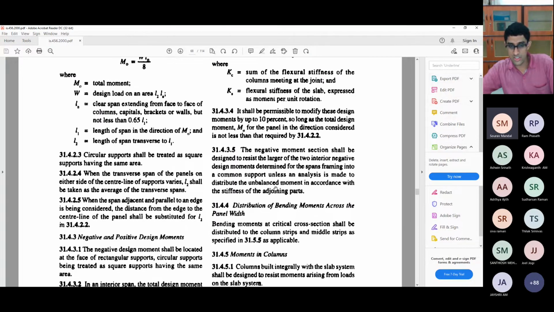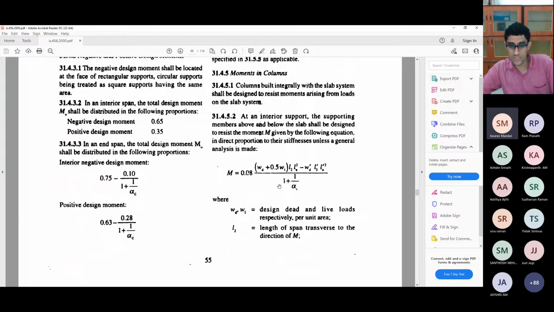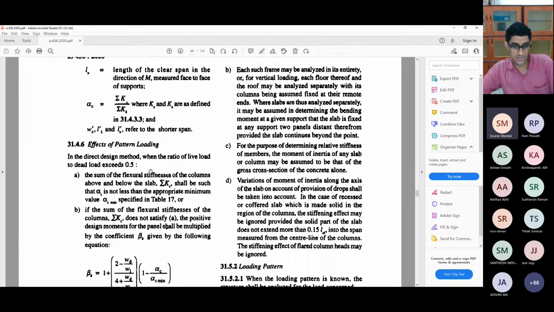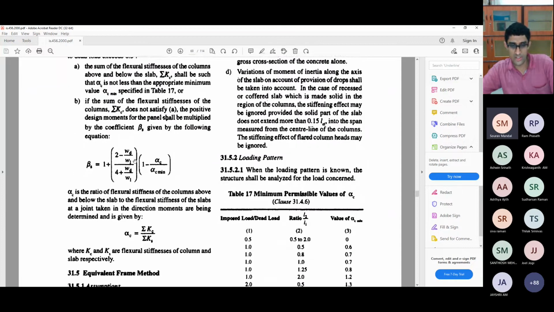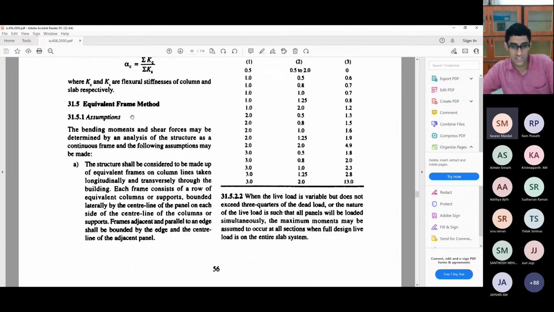Then some other criteria are there. This and all you don't need to have a look at. You can forget these things. Then coming to the equivalent frame method, I have told you the properties of this. So that's what is also written over here.